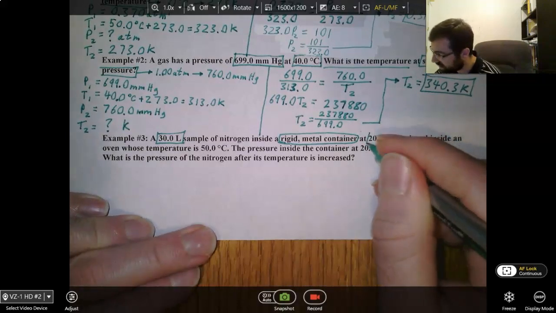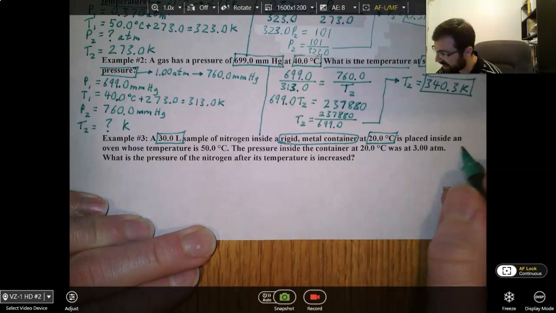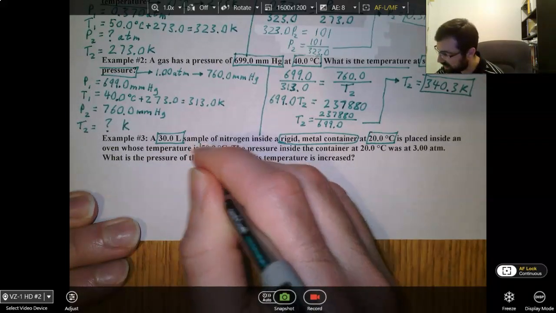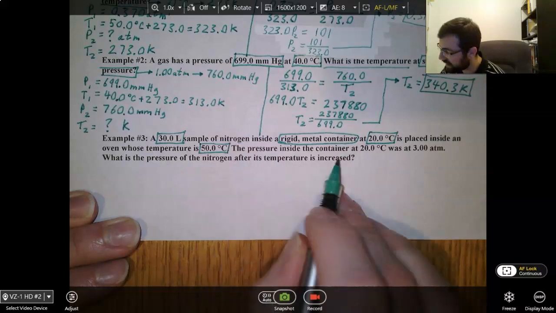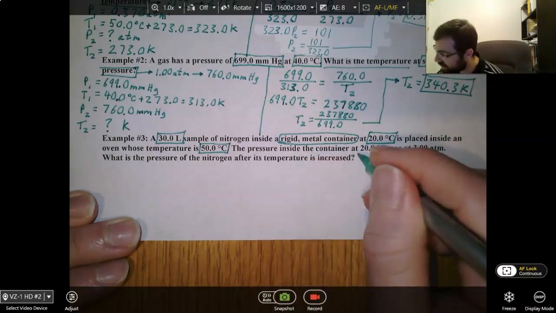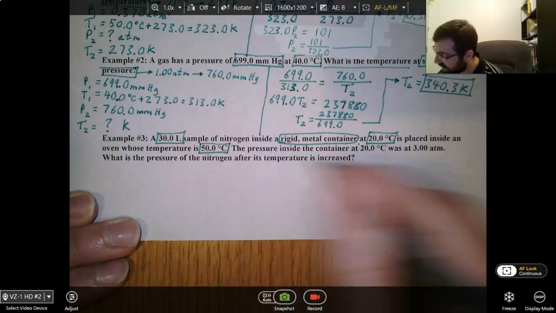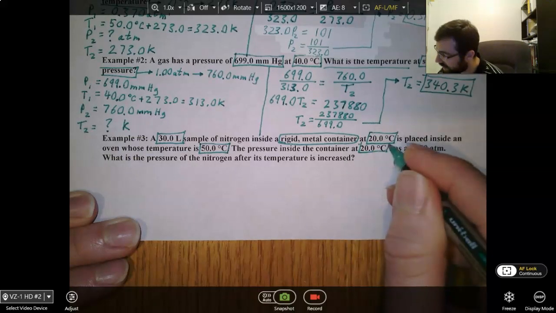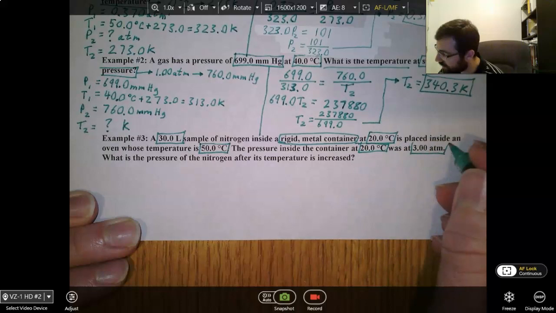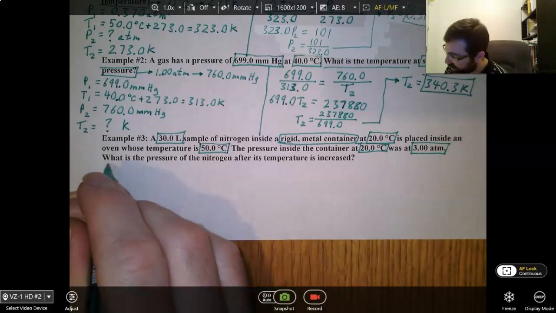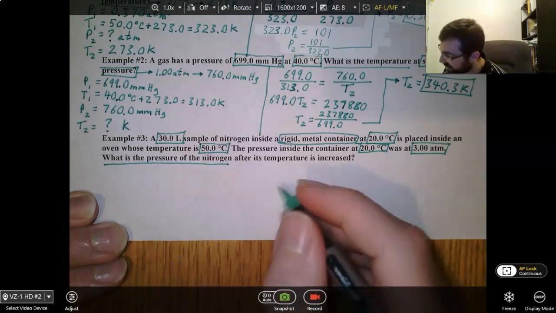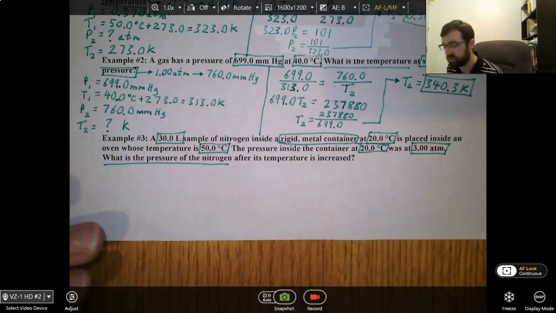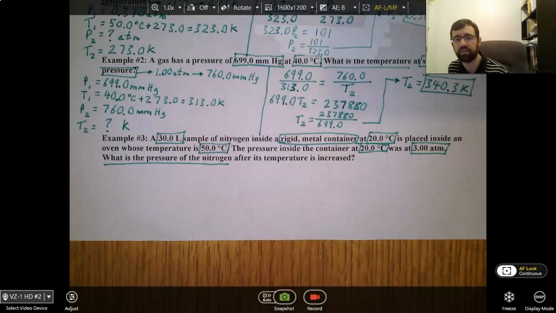It's at 20.0 degrees Celsius. It's placed inside an oven whose temperature is 50.0 degrees Celsius. The pressure inside the container when it's at 20 degrees Celsius was 3.00 atmospheres. What's the pressure of the nitrogen after the temperature is increased? So I've got two temperatures, 20 degrees, 50 degrees. At 20 degrees, the pressure is 3 atmospheres. What's the pressure at 50 degrees?